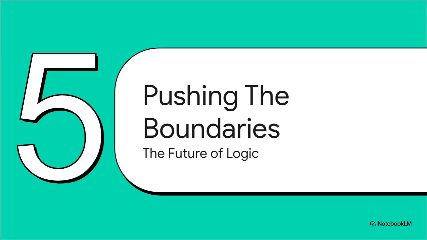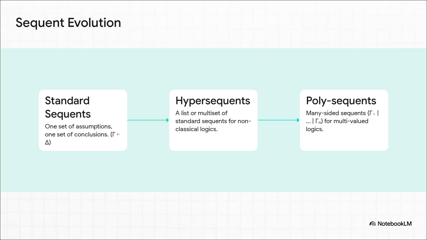Okay, so we've established this fundamental choice between one conclusion and many. But modern logicians? They've taken this core concept and just run with it, pushing it into some truly mind-bending territory. And that brings us to the future of logic. Yeah, think of this as an evolution. We start with our standard two-sided argument, assumptions on one side, conclusions on the other. But then, logicians started thinking, what if we stack these arguments on top of each other? And bam, you get hypersequents. But why stop there? They went even further, creating polysequents with many, many sides.